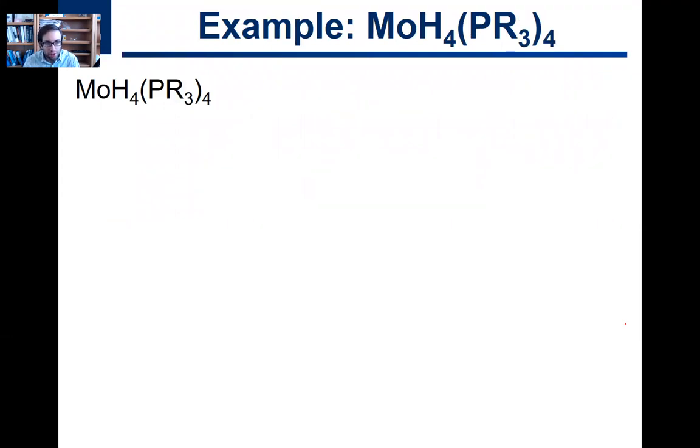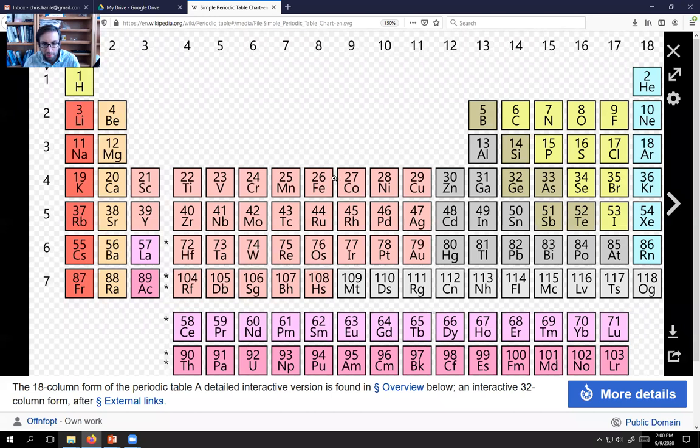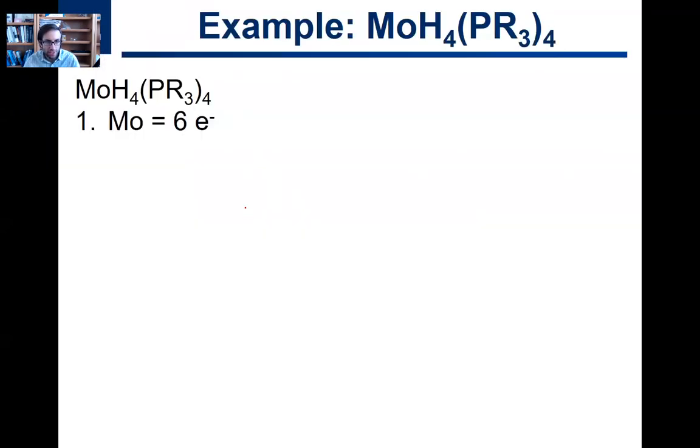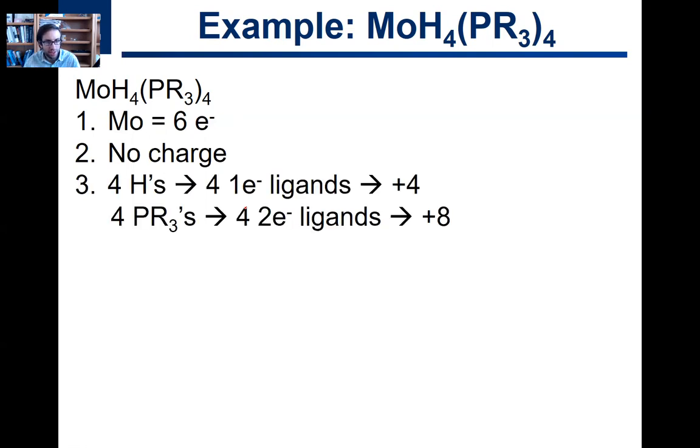All right, and I'll go over a little bit how that works here, with some of the simpler examples. So let's say you have this complex, a molybdenum hydride, okay, with a phosphine. Could be any phosphine, I'm just saying R groups for the alkyl groups there on the phosphine. There's 4 phosphines. So first, you're going to look at a periodic table, right? And you know that molybdenum is right here in group number 6. So that's 6 electrons. It's neutral, so we don't have to change anything.